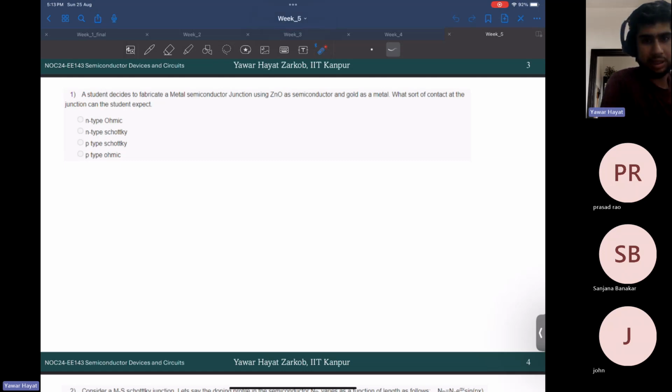Sorry, my Apple Pencil battery is down. It will take just a couple of minutes. Meanwhile, try to form the band diagram. How should the band diagram look in this case?